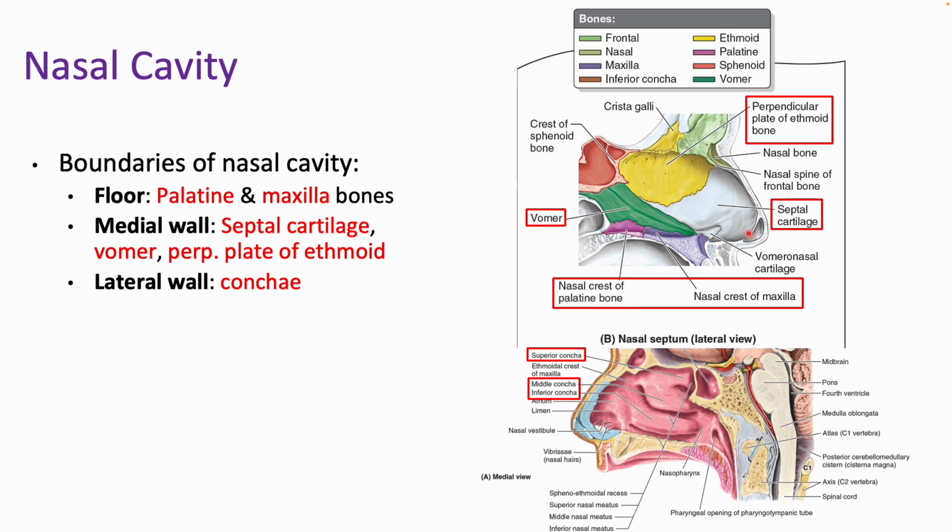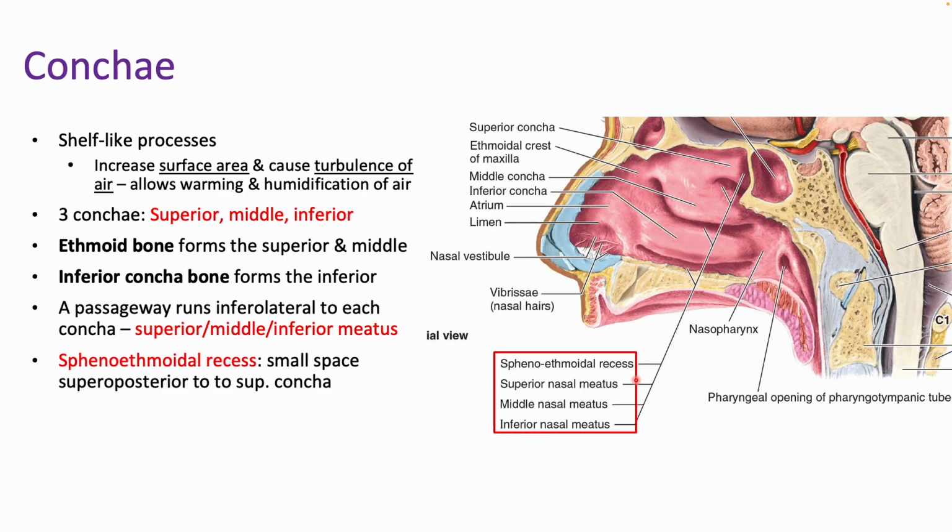The lateral wall, which is going to be like on the sides of your nostrils sticking out, so more lateral, the wall is going to be formed by these conchae, and so they're going to be these shelf-like structures, and we have 3 of them. And so let's look at those a little more.